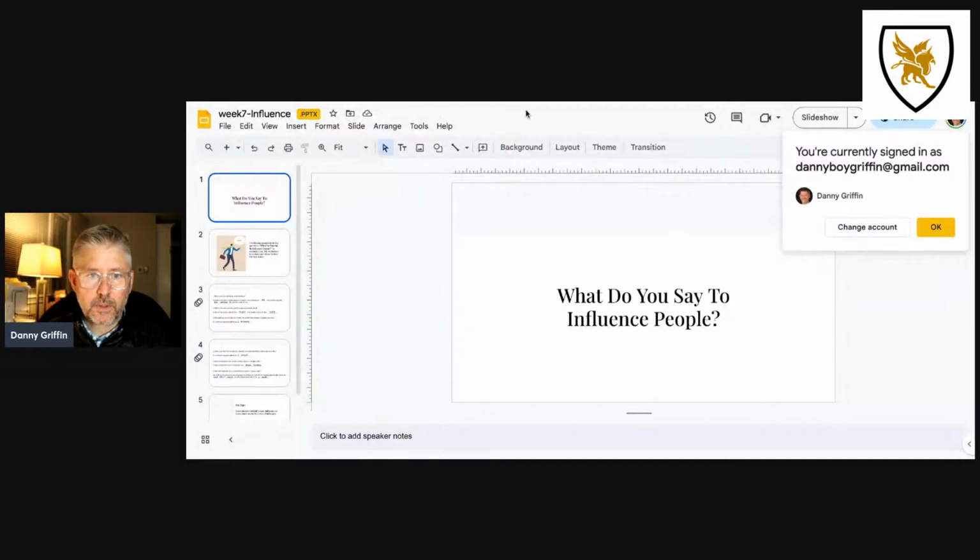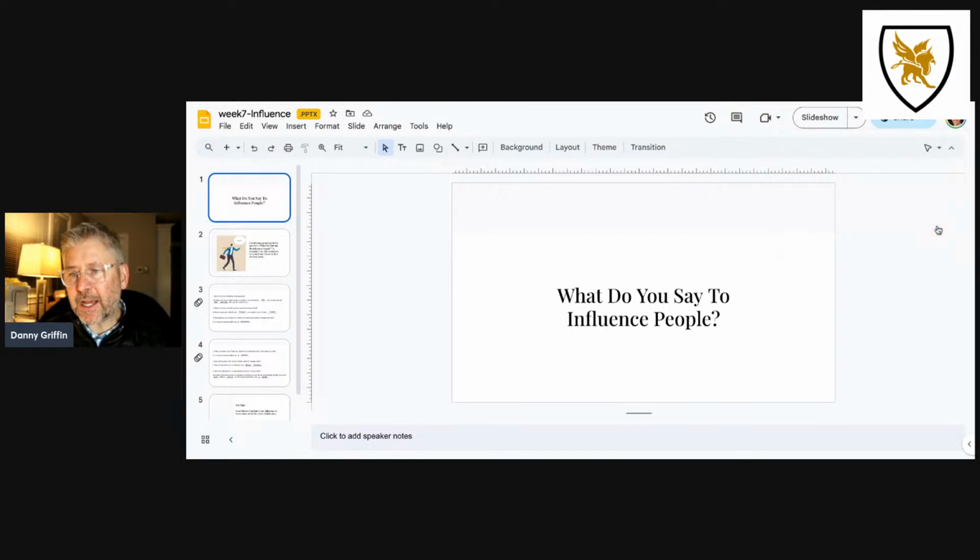Yes. Okay. You all should be seeing: what do you say to influence people? So that's how we arrive at language finally. There's a lot to this to get this right, but it's not that complicated, by the way, but there is a lot to it.